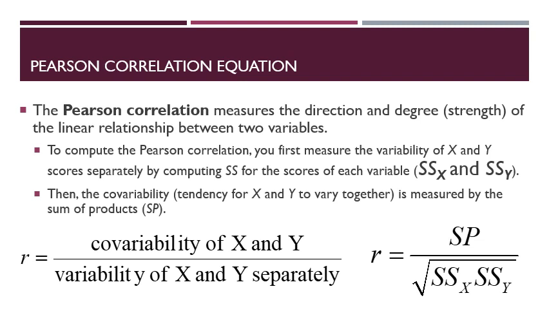To compute this Pearson correlation, you first compute the variability of x and y separately by computing the sum of scores for the x column of scores and computing the sum of scores for the y column of scores. Finally, you compute the covariability, and this is with a new formula that we're going to be introducing, called the sum of products. So basically, the correlation is going to end up being the sum of products over the square root of the sum of squares for x and the sum of squares for y.